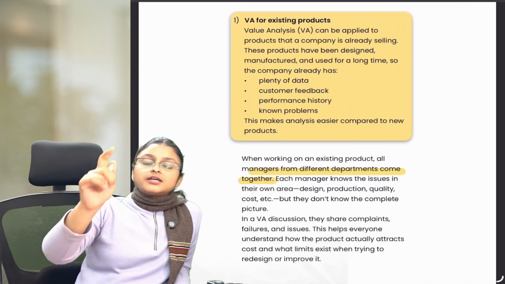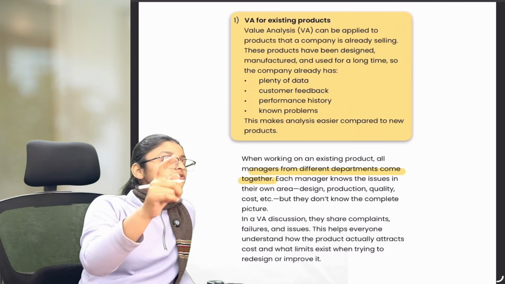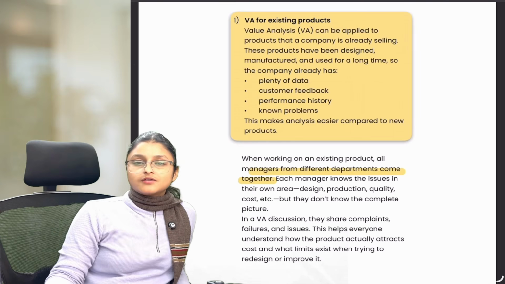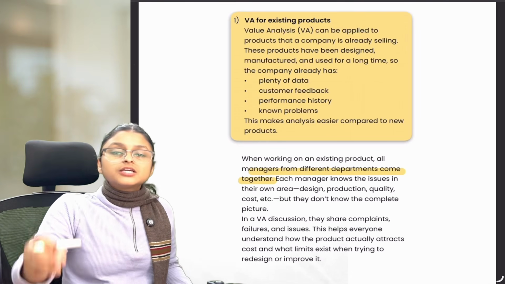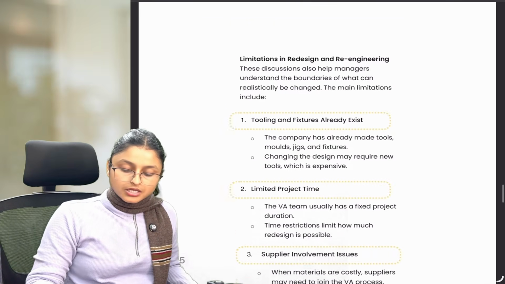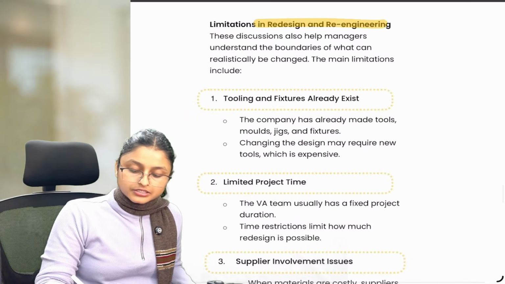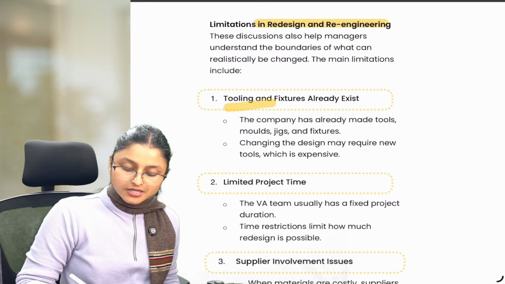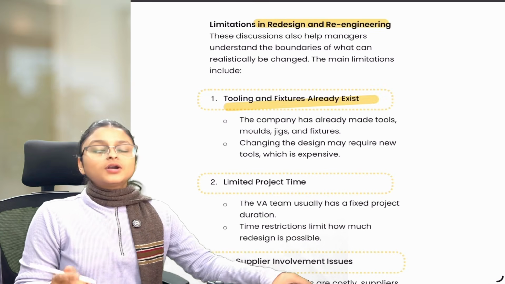But the thing is, it's not like we'll be able to improve all the defects or all the issues which we are facing. Why? Because there are some limitations in improving our product. What are the limitations? Limitations in redesign and re-engineering. First limitation is that tools and fixtures are already existing. Now what does it mean?